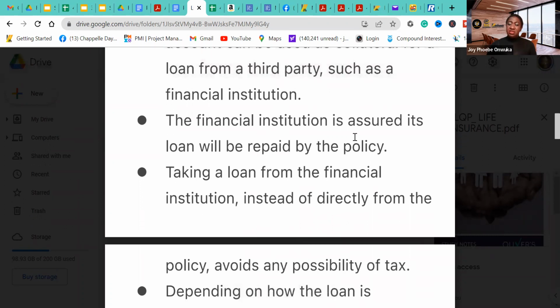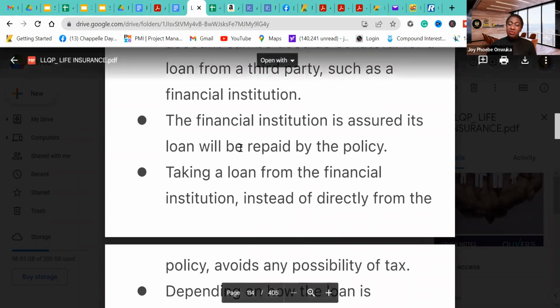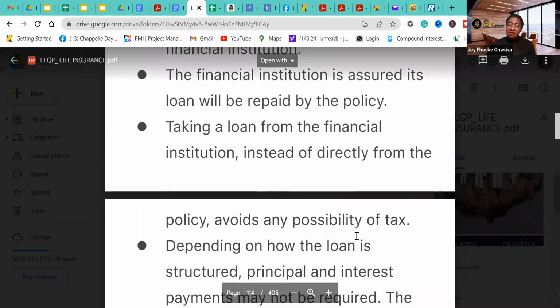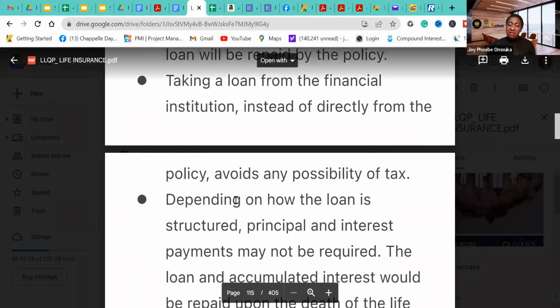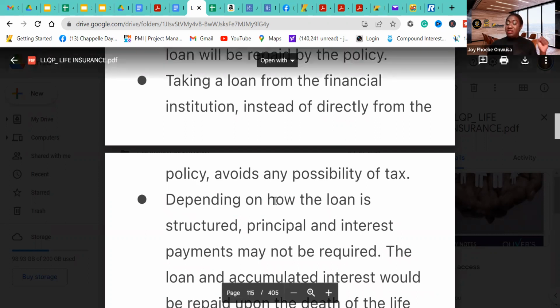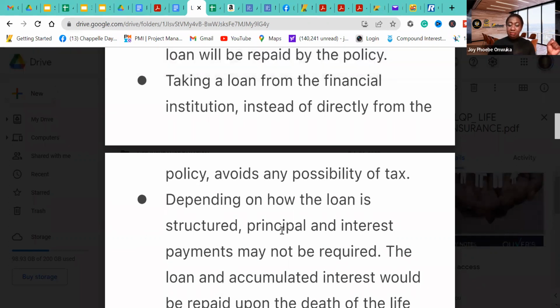The financial institution is assured its loan will be repaid by the policy. Taking a loan from the financial institution instead of directly from the policy avoids any possibility of that. Okay. So in other words, policy loan and collateral loan is the best because with collateral loan, you are not going to pay taxes.